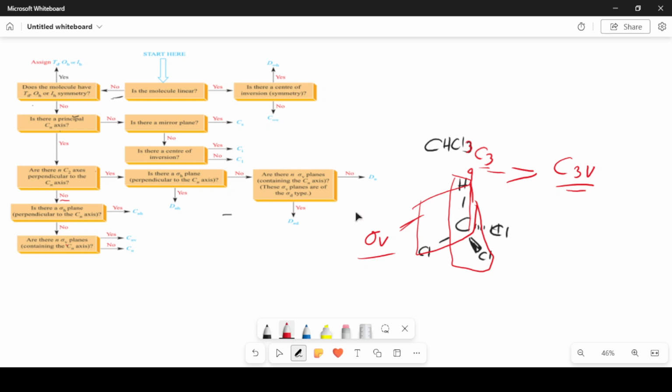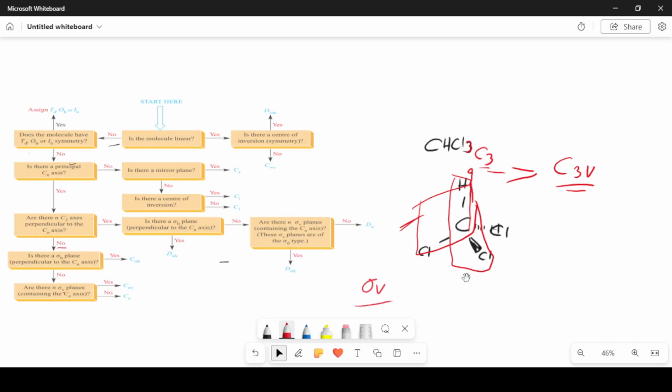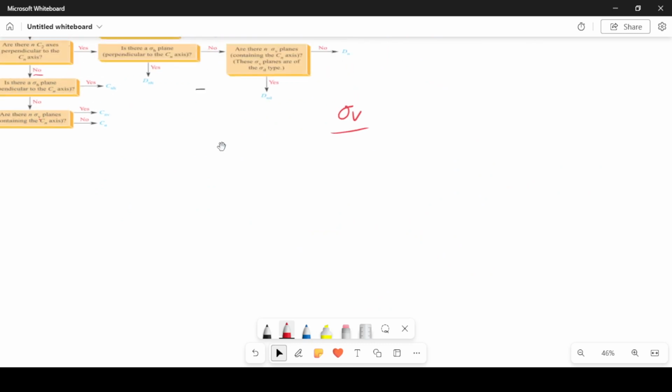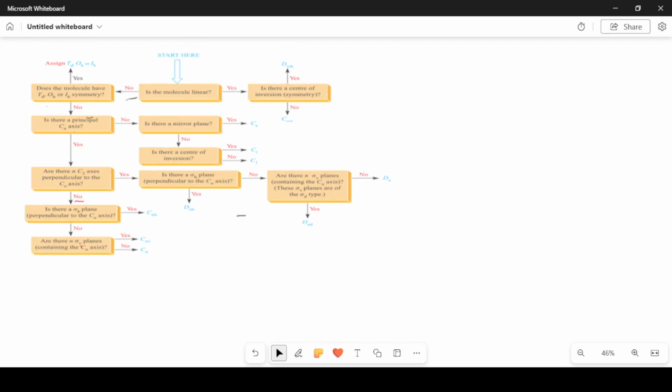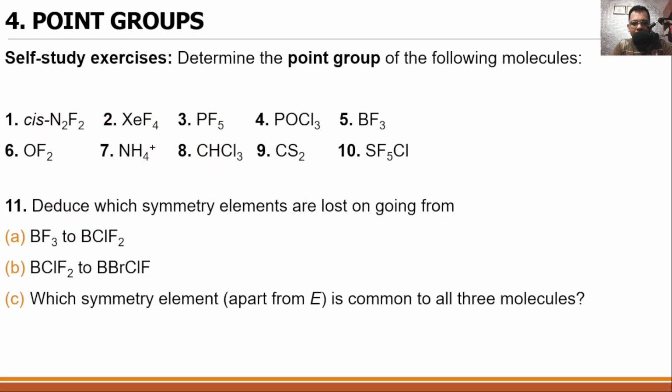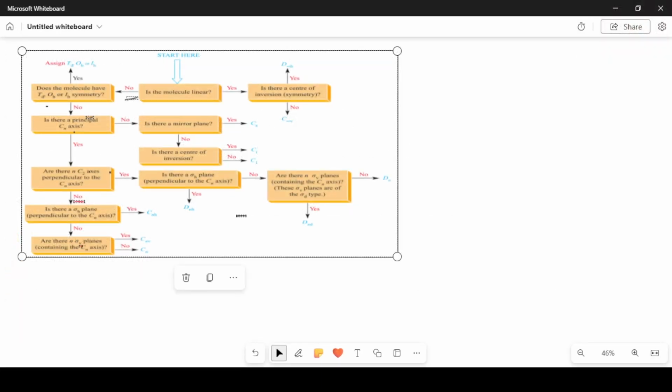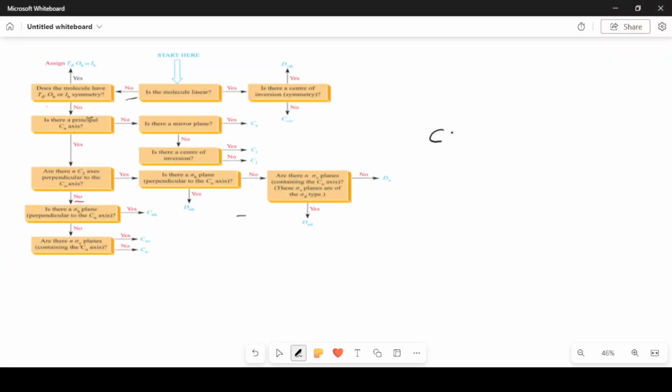Now, let's go on to number 9. So, let's move on to this. Number 9. Okay, carbon disulfide. So, that is CS2. Ni-spoil ko naman agad. CS2 structure niya ay ganito. Ayan. Is the molecule linear?